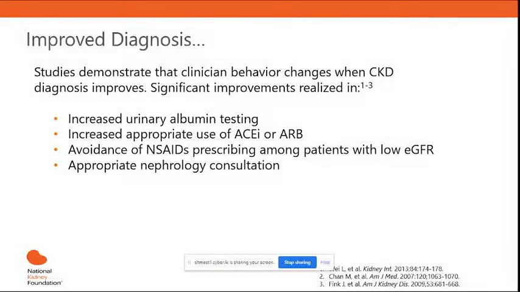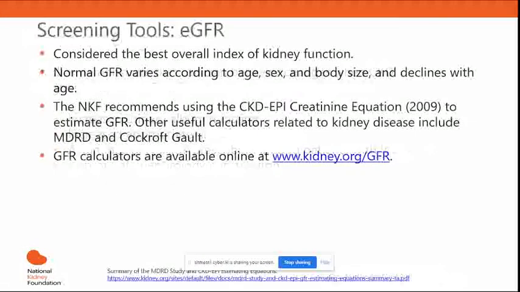And studies demonstrate that clinician behavior changes when CKD diagnosis improves. There is a significant improvement in urinary albumin testing and in the appropriate use of ACE inhibitors or angiotensin receptor blockers in the management of hypertension and CKD, and in the avoidance of non-steroidal anti-inflammatory drug prescriptions when there is a patient with low GFR, and they are referred for nephrology consultation at an appropriate time.